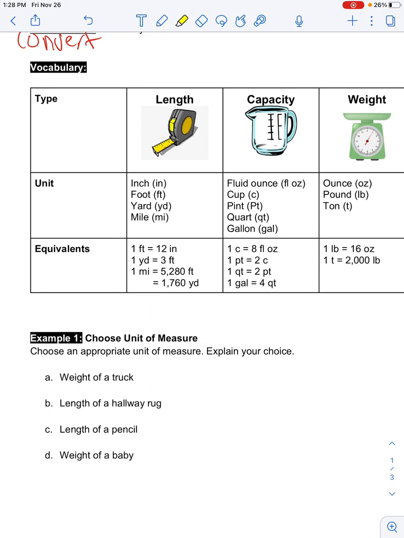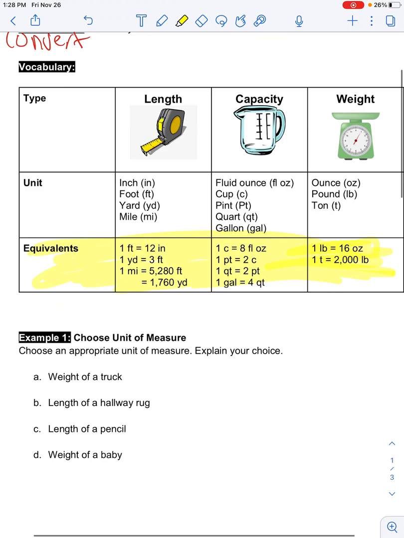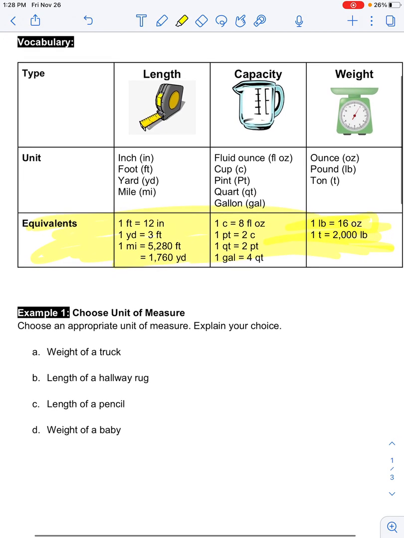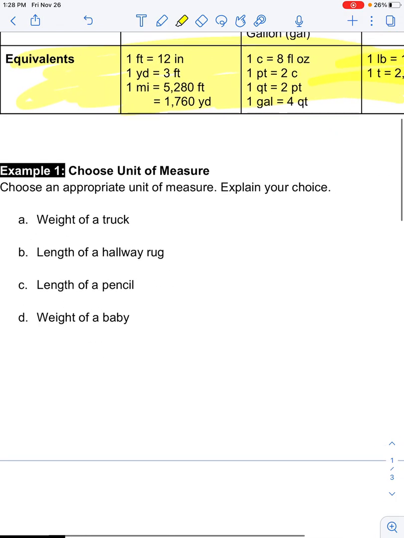Now the important thing is you want to see these equivalents. So make sure that you have this section copied down into your notes, because you're going to need this to solve some problems. You're going to need to reference back to this, and I'm going to reference back to this. So again, this will be how we convert units from one unit to the other.